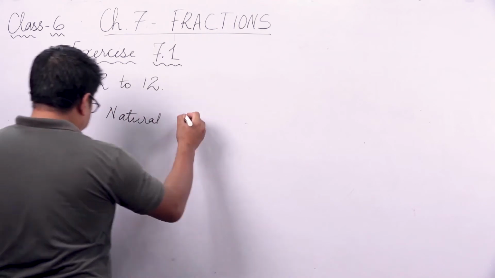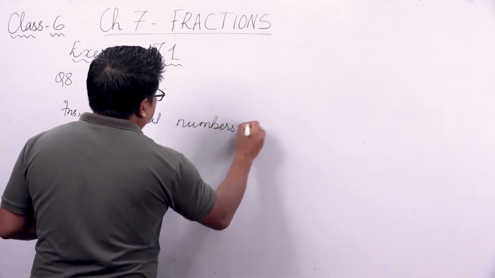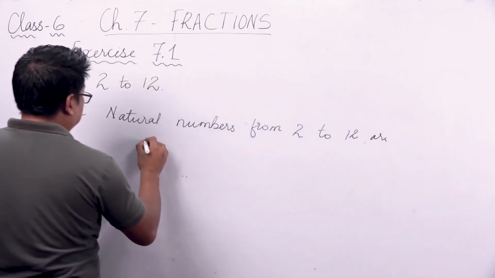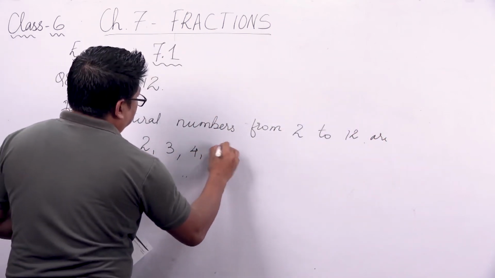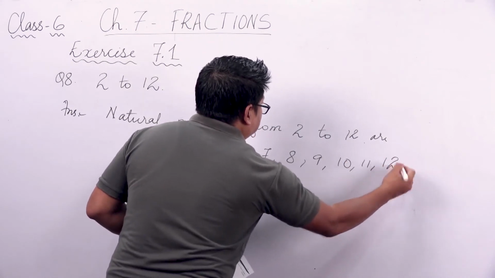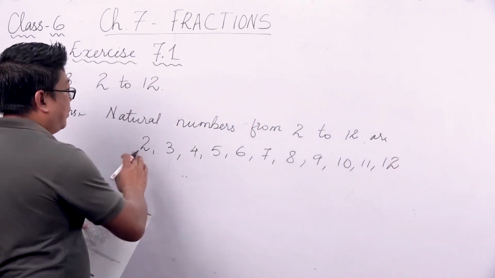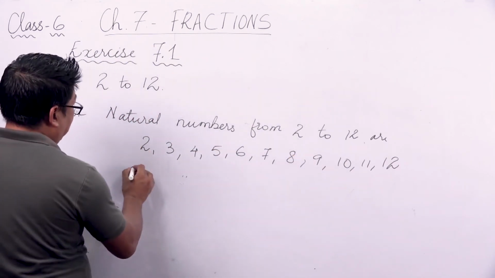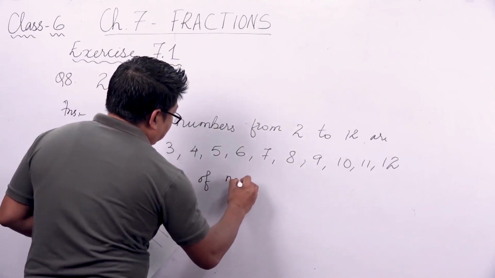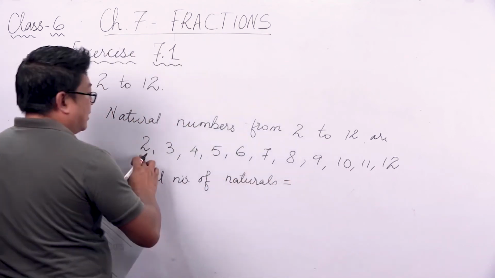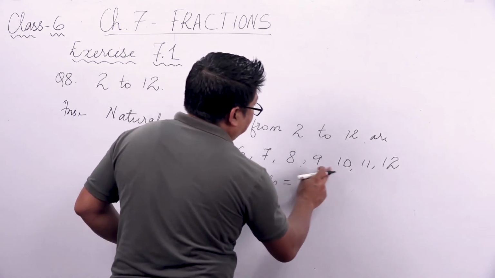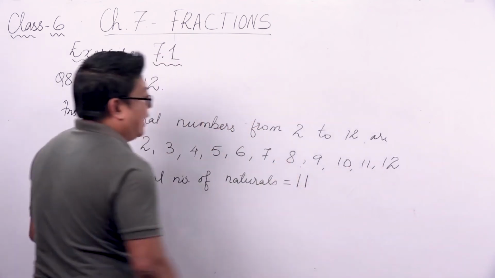Natural numbers from 2 to 12 are 2, 3, 4, 5, 6, 7, 8, 9, 10, 11, and 12. Now, before that, we will count the total number of natural numbers here. Let's count: 1, 2, 3, 4, 5, 6, 7, 8, 9, 10, 11. There are 11 natural numbers here.